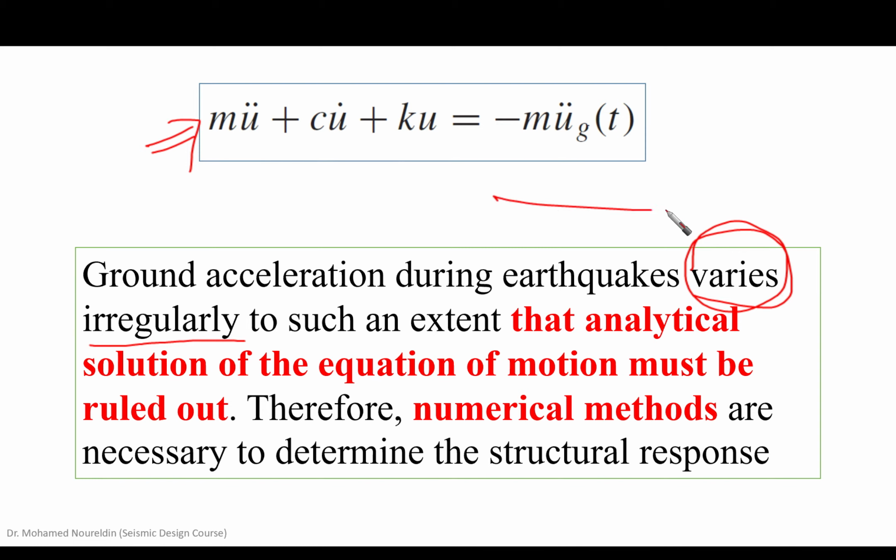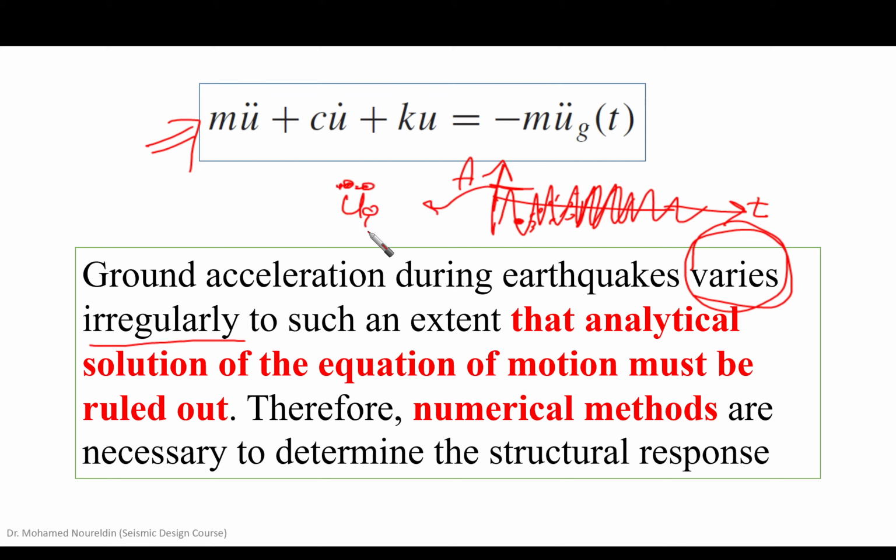So if we have an earthquake with different values, this is the time t, and this is the acceleration of the earthquake. At every point we need to calculate over and over again, because we really do not know what the input is. The input, u double dot of g, is going to change every time. Every time it is going to be different from the others. So we do not know what the response of the structure is. This is why an analytical solution is not going to work for us.